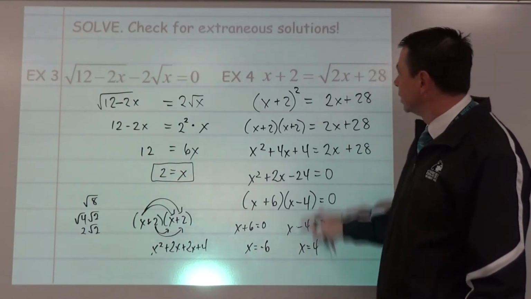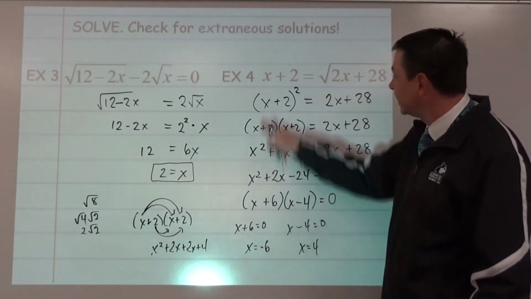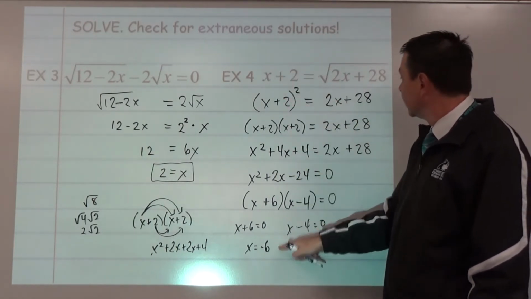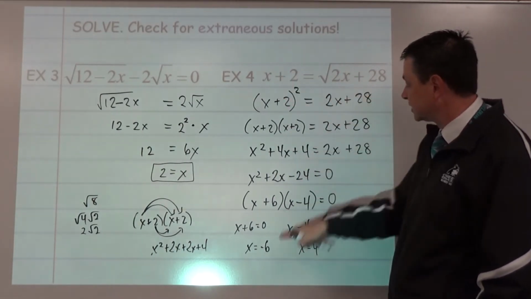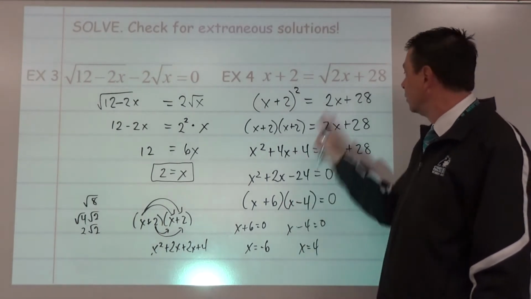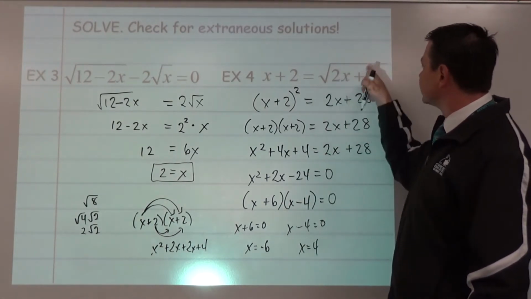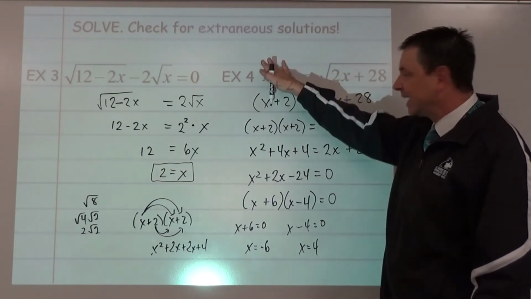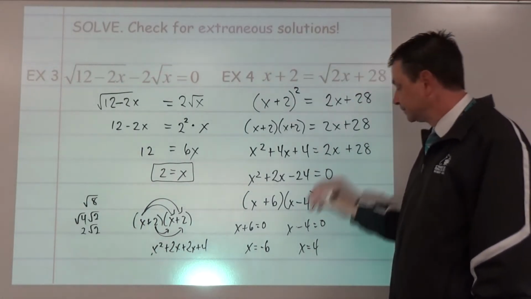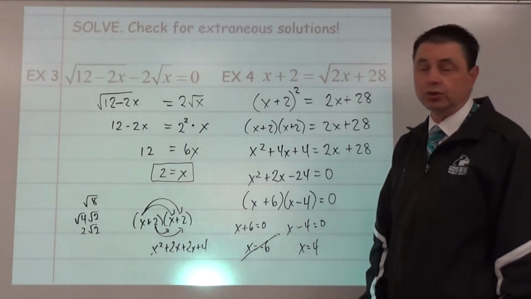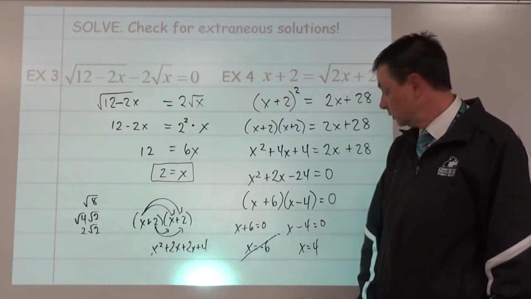So let's check those in the original. We've got negative 6 plus 2, that would be negative 4. And then here, 2 times negative 6 is negative 12, plus 28 is 16. Square root of 16 is 4. Negative 4 equals 4. That's not true. That's an extraneous solution, so we're going to have to throw that one out.